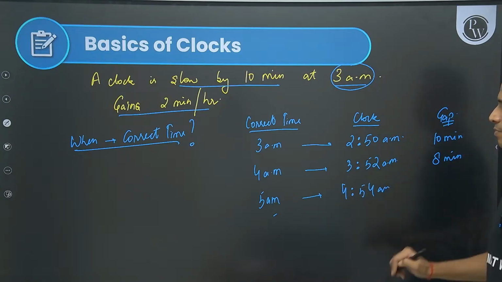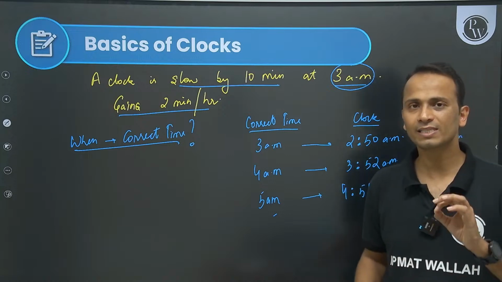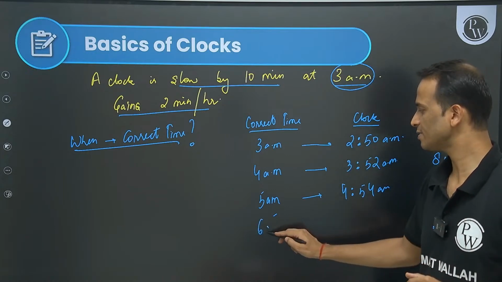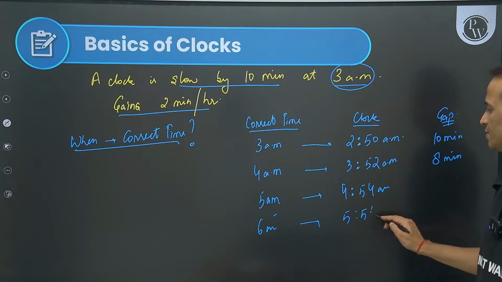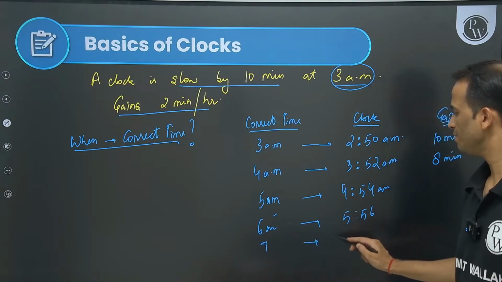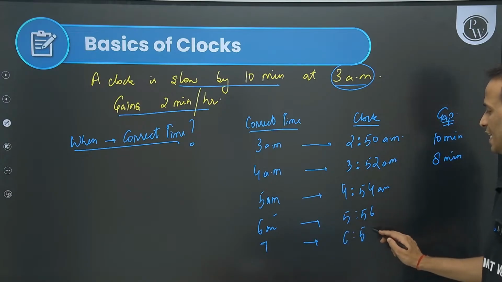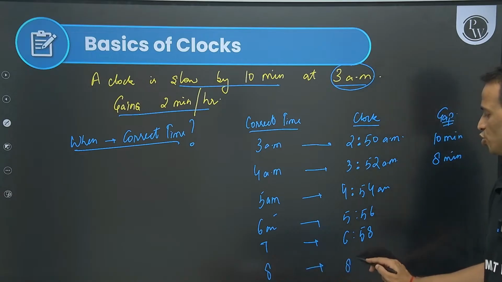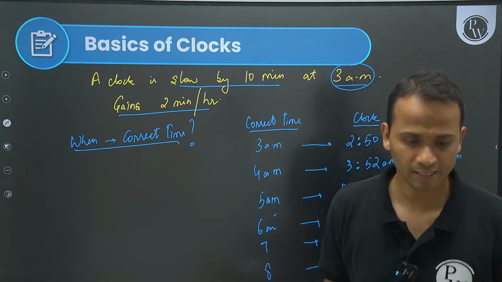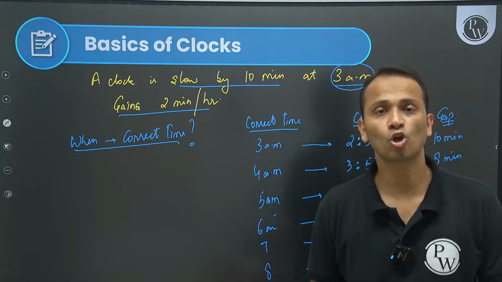4:54 AM. Gap is reduced to 6 minutes. Then at 6 AM it will show 5:56. At 7 AM it will show 6:58. And finally at 8 AM it will show 8 AM. Right? Which is the correct answer given by Ronak.